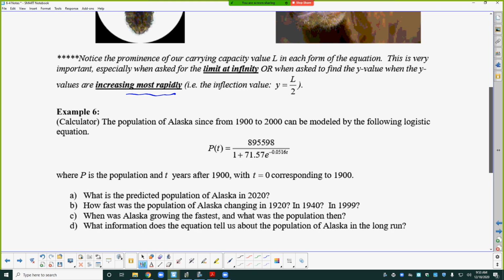So the graph is increasing most rapidly. The graph of population, not the graph of the derivative, is increasing most rapidly at L over 2, halfway between the floor and the ceiling, or halfway up to that maximum limit. So notice that's the Y value. You'll have to find the T value, and we'll do that in a couple of examples.